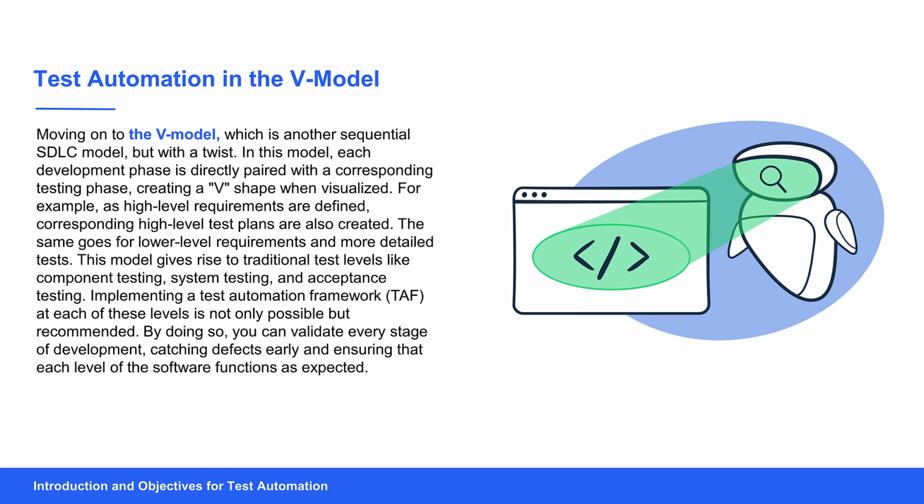Implementing test automation at each test level, whether it's component, system, or acceptance testing, enables early detection of defects. This proactive approach helps in identifying and resolving issues much earlier in the development cycle, saving time and reducing costs associated with late-stage bug fixes.